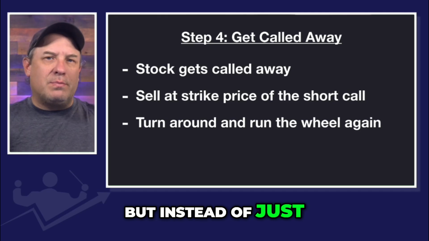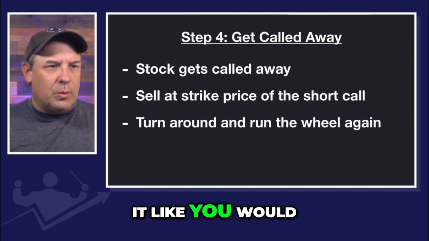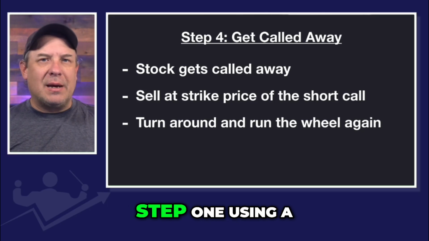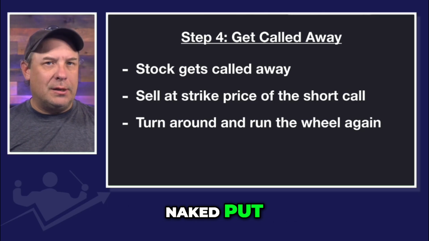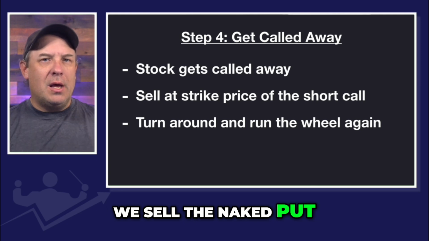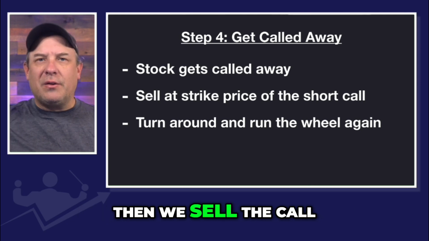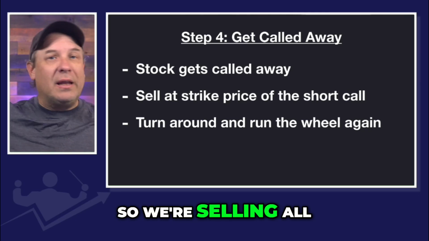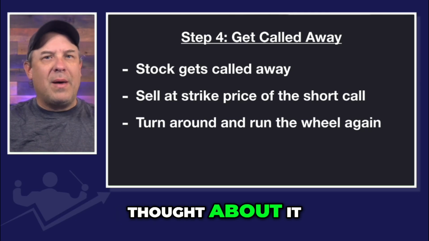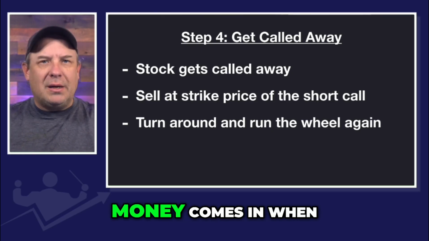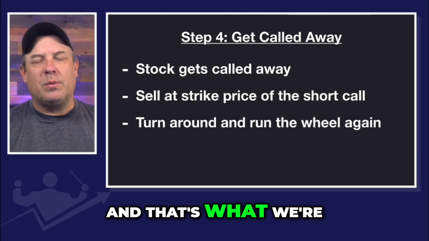But instead of just buying it and selling it like you would with a typical swing trade, what we're going to do is we're going to buy it in step 1 using a naked put. So we're going to sell the naked put. We get paid up front. We sell the naked put. Eventually we buy the stock. Then we sell the call. And then we sell the stock whenever we get called away. So we're selling all the time. And if you've ever thought about it, selling is when you make money in the stock market. Money comes in when you sell something. And that's what we're doing here.